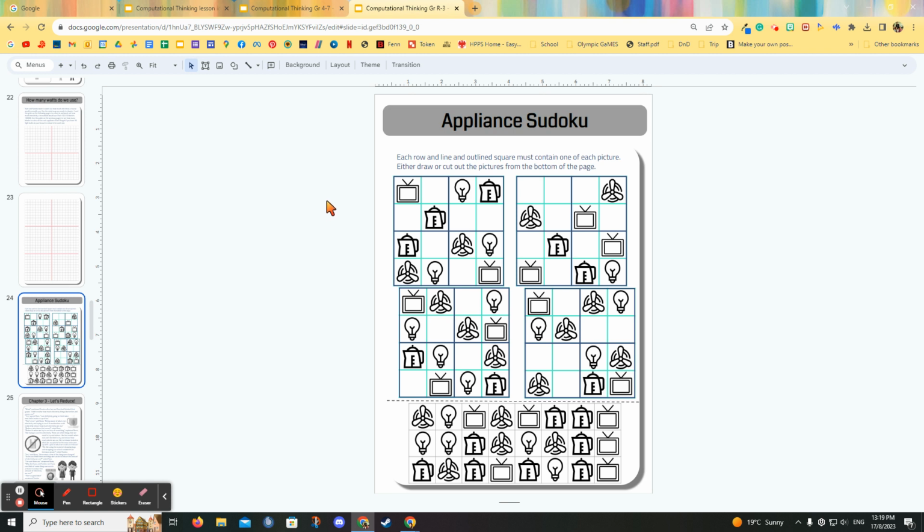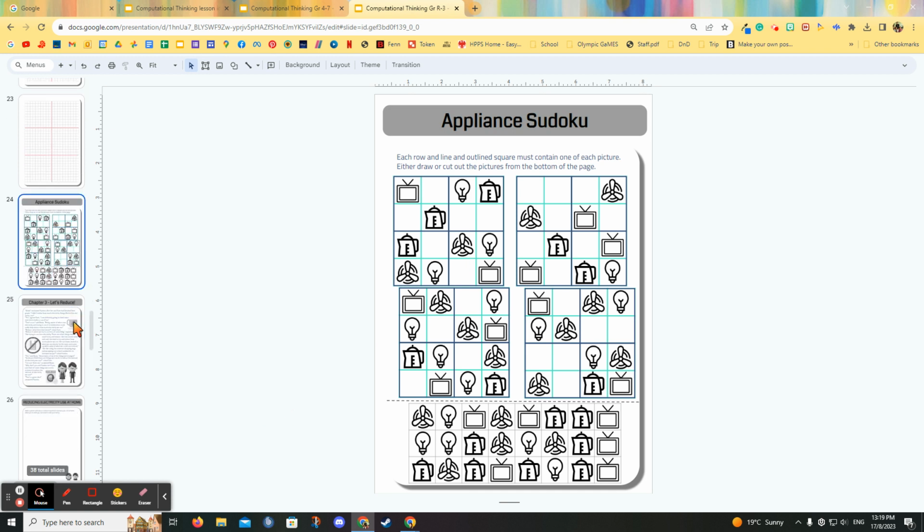Then there's just a little Sudoku over here. This is appliance Sudoku. I've made it so that learners can cut off the bottom of the page and cut out the blocks, and then they have to put one of each appliance in each row, each column, and each block. It's normal Sudoku, just a little bit easier for younger learners. Teachers can do this as a class, or it is a really nice logical thinking activity for learners to do on their own.